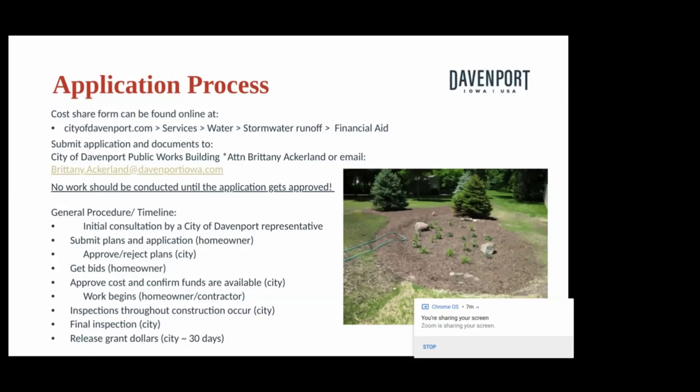We'll do a final inspection once everything's finished, make sure it's all in order. And if it's a rain garden, make sure that the water's running to it properly. And if it's permeable pavers, make sure that everything's in order there, just the normal final inspection on any construction project. And then we will release the grant dollars. So we'll start getting those processed, and you should receive your check in the mail within 30 days of the final inspection. So that's kind of the whole process.